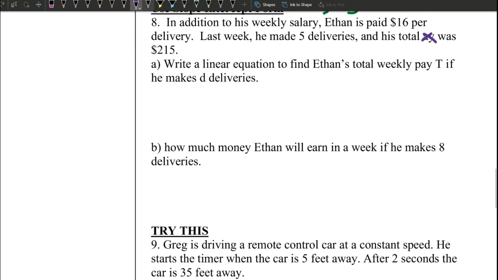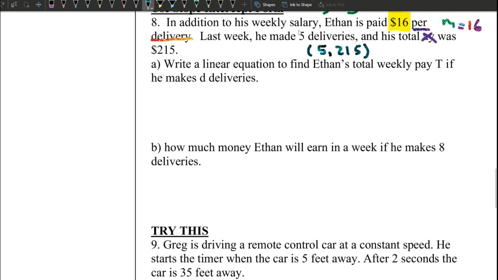Okay, so in addition to his weekly salary, Ethan gets paid $16 per delivery. Okay, per delivery. So every delivery he has $16. Every per, that will tell you slope. So this indicates slope is 16. Last week he made 5 deliveries and his total was 215. So 5 deliveries, he earned 215. So this is a point, right?